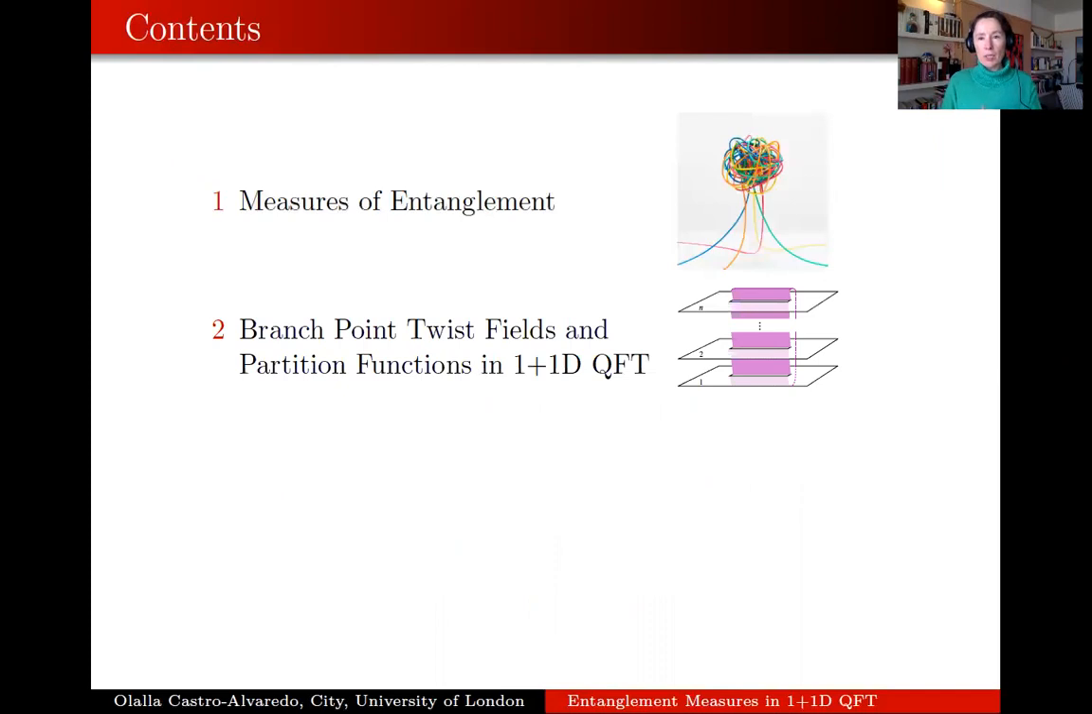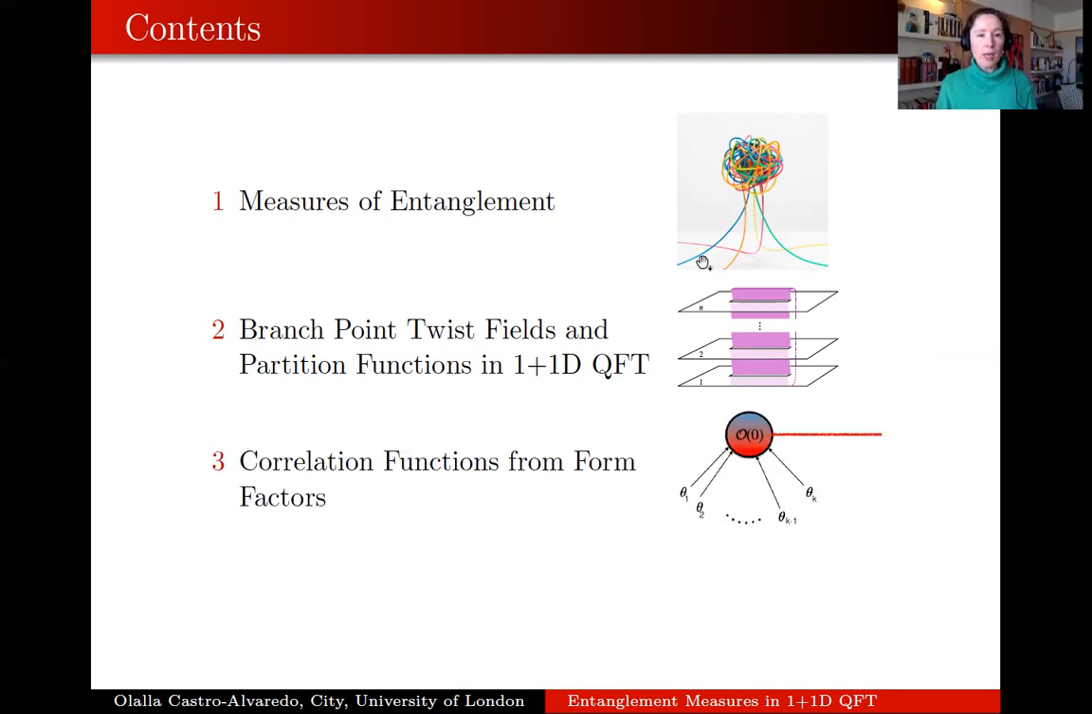In the second part, I'm going to introduce an approach which I helped pioneer a few years ago, in 2007, which is the use of branch point twist fields in the computation of partition functions and also measures of entanglement in 1+1 dimensional QFT. From there, we're going to move on to some more technical part of this course, which is about how to actually compute correlation functions of these fields using form factors as building blocks.